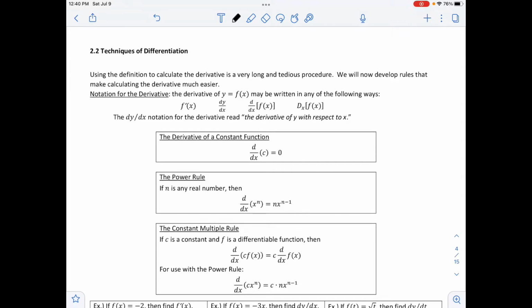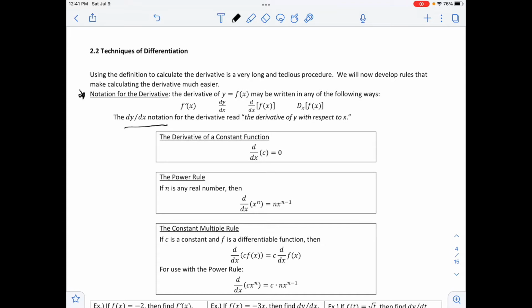First off is the notation for the derivative. Like we saw in the last section, f prime of x was the only one that we were using, but there are different ways to write this, and we need to make sure that we're okay with f prime of x, dy dx, d dx of f of x, which is telling us to take the derivative, and a capital D with a little sub x, which is another way to say taking the derivative. The dy dx notation is read the derivative of y with respect to x.